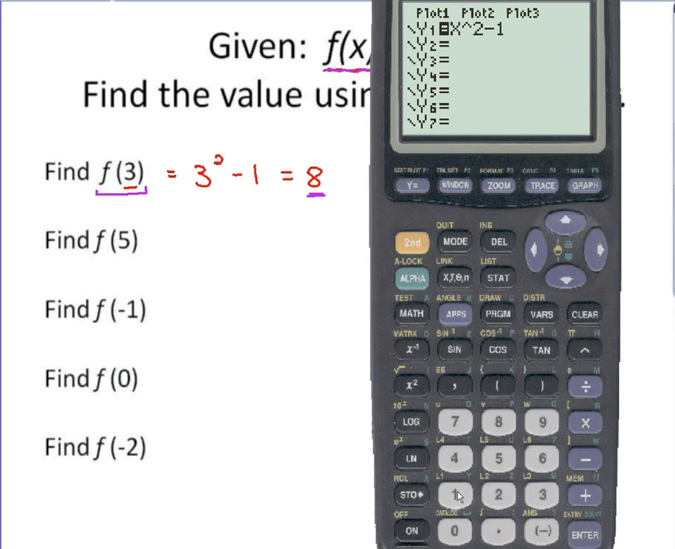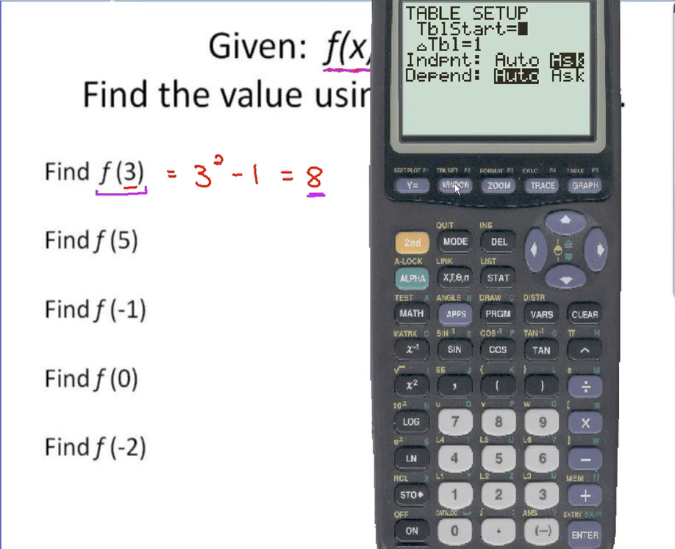Since we talked about this a little the other day, we know that we've got to have our table set up on ask. To do that again, you do second window. You go down to the independent variable and make sure that's on ask. If it is not, you go over to ask and hit enter to highlight it. And then we go to our table, which is second graph.